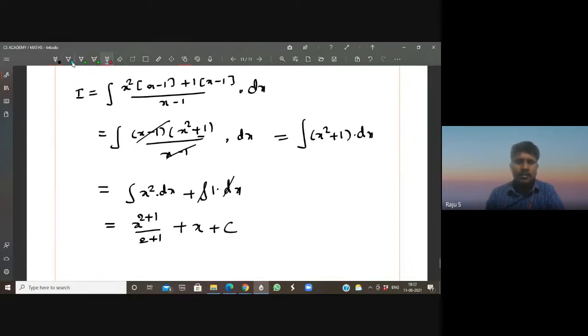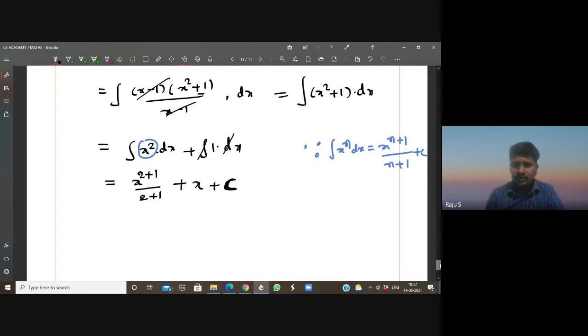Since in the bracket you have to write the formulas, what is the formula used here? Here integral x power n is x power n plus 1 by n plus 1 plus c. Here 2 different functions are there, but you have to write only once this c. Don't write c1 plus c2, 2 different constants. This is the answer.